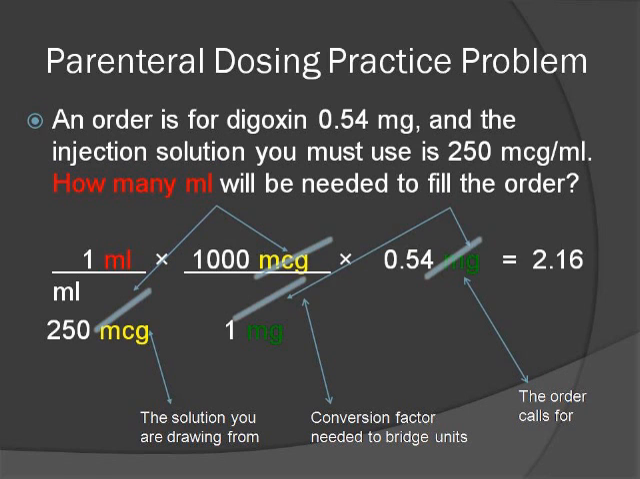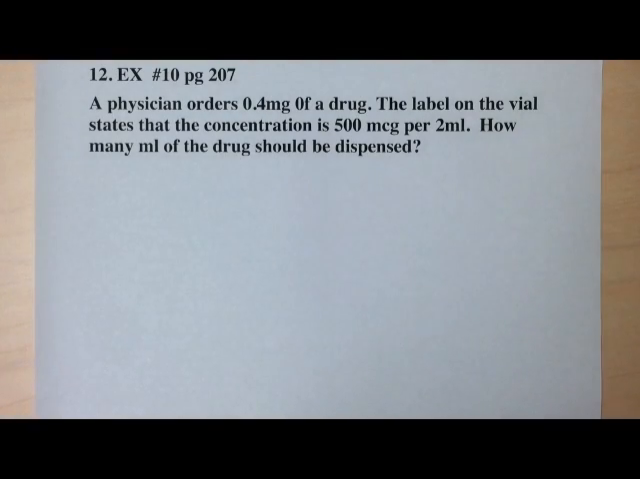So now that we've looked at that on the slide, why don't we look at a video illustration of parenteral dosing? Now we're taking a look at problems for parenteral dosing. And these are problems that are taken from chapter 27 in your calculations book.